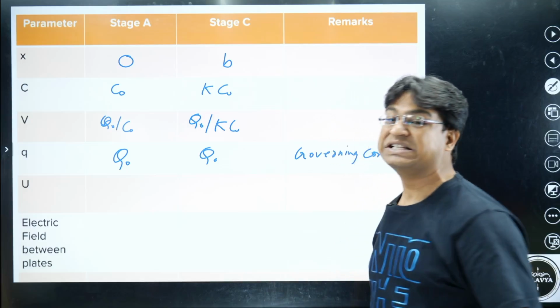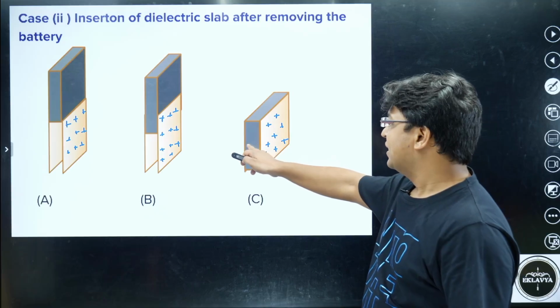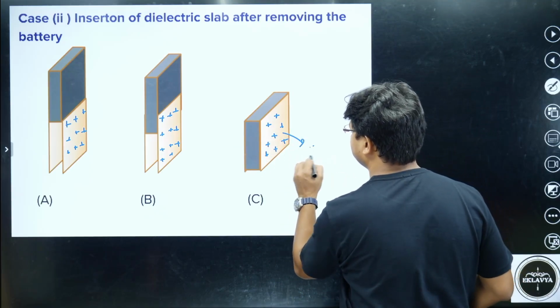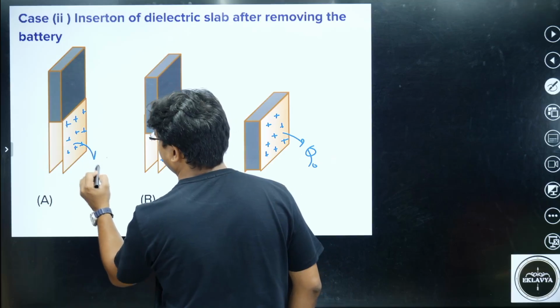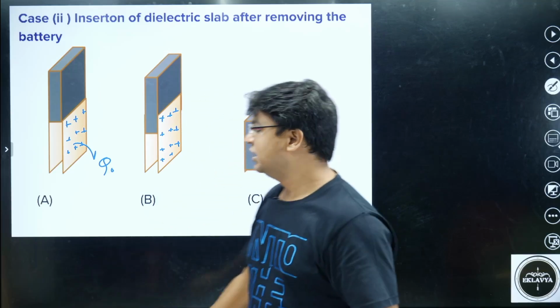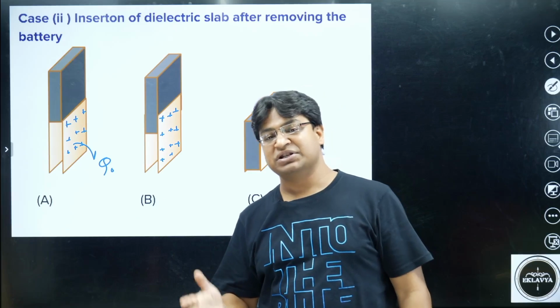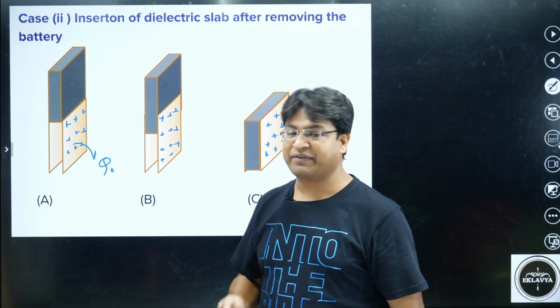So the potential difference has decreased, which is logical also. Why? Because the same charge is here. Q naught charge was present here, Q naught charge is present here. Q naught charge was producing some electric field in vacuum, and now the same charge is producing some electric field in a medium. So obviously the field will decrease. The net field will decrease by a factor of K.